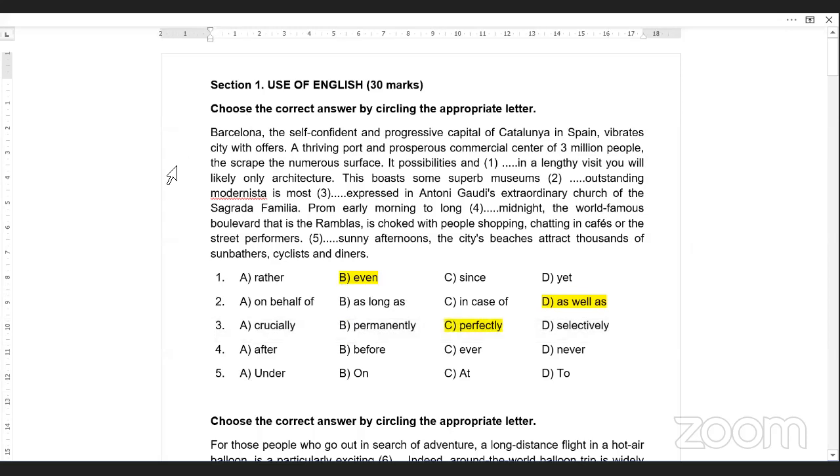Fourth one. From early morning to long midnight. After midnight, all agree? I don't know. Yes. And fifth, sunny afternoons, the city's beaches attract thousands of sunbathers, cyclists, and diners. On Sunday afternoon. D, D or B? B. On. B.